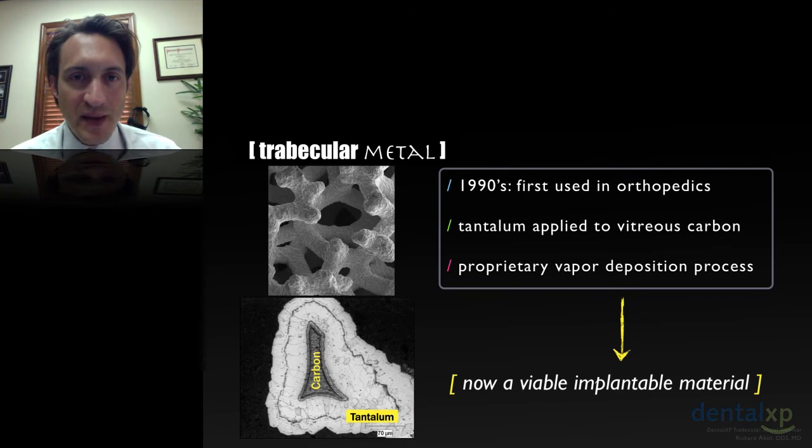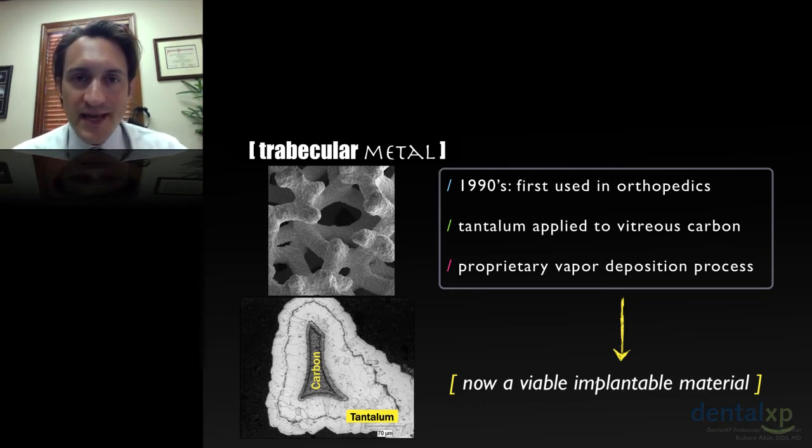And when we look at trabecular metal and how it's made, I was able to go up to Parsippany, New Jersey to see how this was made, and it was fascinating. It was somewhat over my head, but I found it very interesting how they developed this vapor deposition process. They use vitreous carbon, a vitreous carbon substrate. The tantalum is then superheated, and then it is applied over many, many hours in a vapor deposition process to the surface of the vitreous carbon. And this now has made tantalum a viable implantable material.